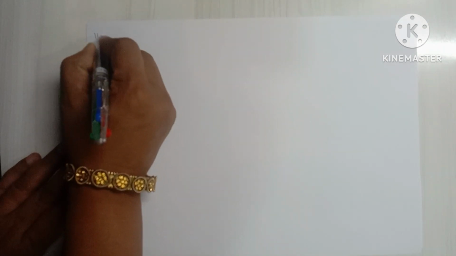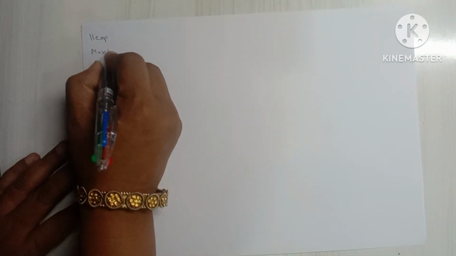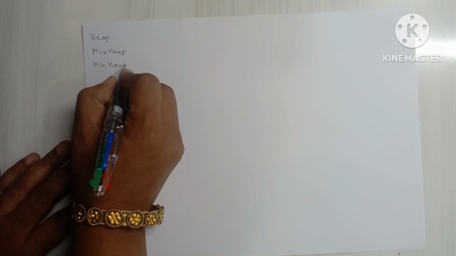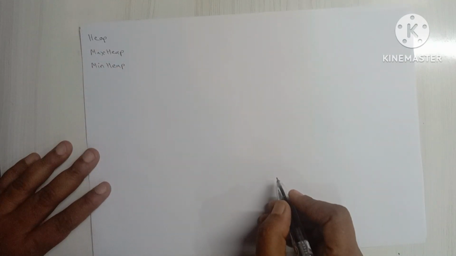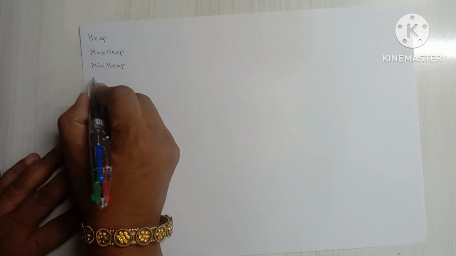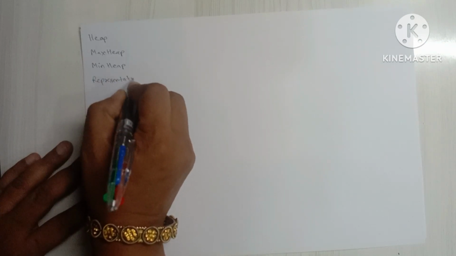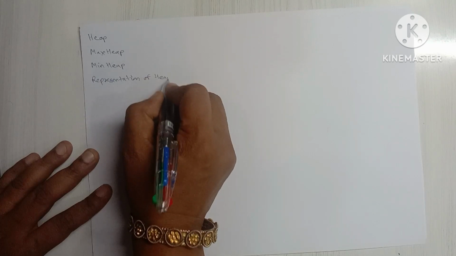So today we'll see heap sort algorithm, its theory and implementation part. Before going towards the implementation parts, let's have a look at what is heap, and then we will see what is max heap. After max heap, we will see what is min heap, and after min heap, max heap, and heap, we will see how we can represent heap by using array. We can say representation of heap using array.